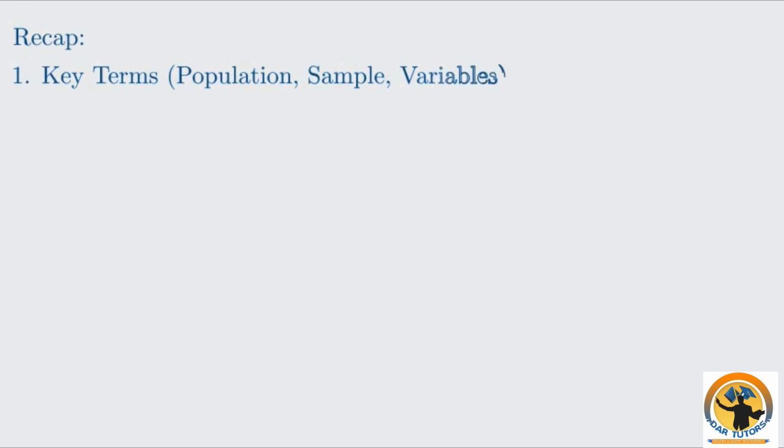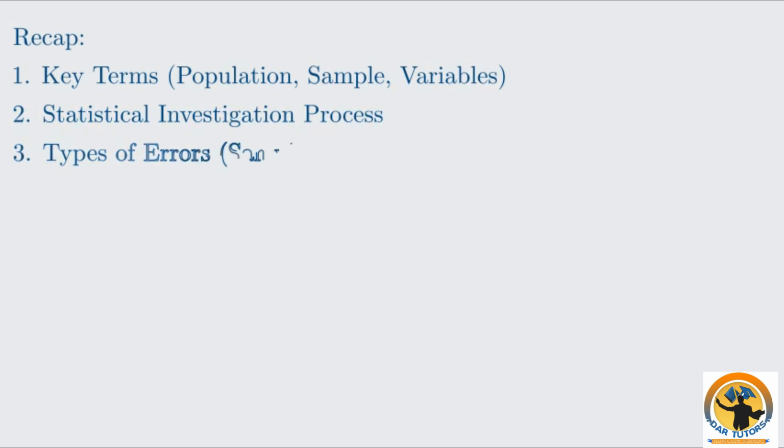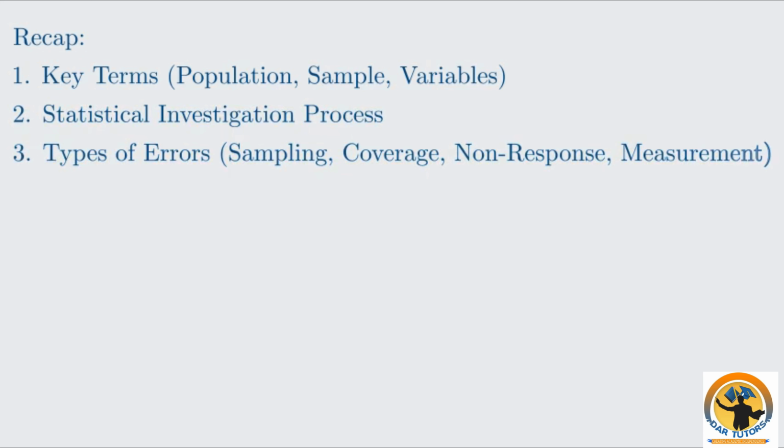Let's recap what we've learned in this session. We've established the foundation for any statistical inquiry. We began by defining the key terms: population, sample, census, variables, and the distinction between categorical and quantitative data. We then walked through the six-step process of a statistical investigation, from stating the problem to interpreting the statistics. We learned about the four main categories of error: sampling, coverage, non-response, and measurement, and saw how they can make a sample biased and conclusions unreliable.